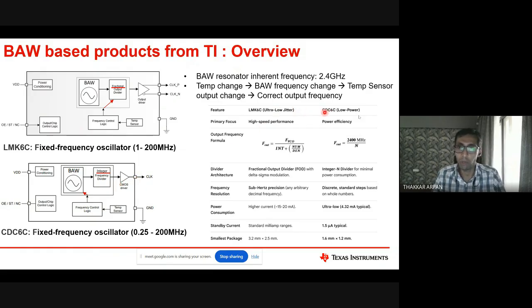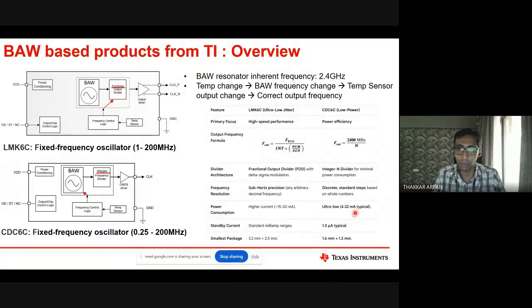Okay. So if you compare these two parts, this part is for high speed performance and it has a very pure crystal. Basically, it has very low phase noise and it has more power consumption also. And its F out is determined by F ratio divided by an integer plus a numerator and denominator. So instead of fractional, we specify it this way: one is the integer plus a fraction part. Okay. But the F out for this part is always going to be 2400 divided by n, where n is nothing but an integer. So you can get all integer-divided frequencies given by this formula.